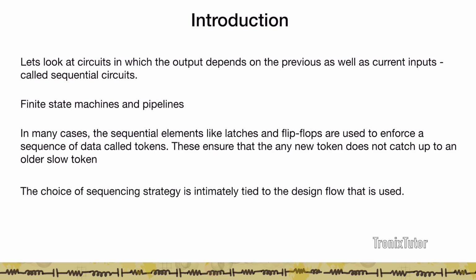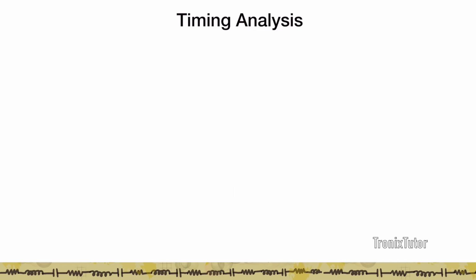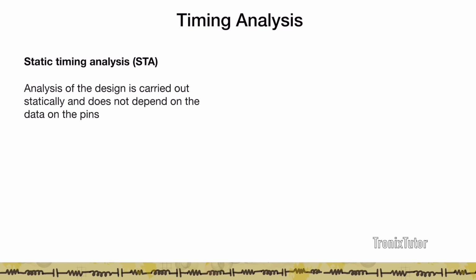Now, the choice of sequencing strategy is intimately tied to the design flow that you're using. And so we're going to be looking at a couple of sequencing strategies in this video. Now, first thing is, let's understand what is timing analysis. So there are two kinds of analysis that can be done for timing. One is known as static timing analysis, and here the analysis of the design is carried out statically and it does not depend on the data on the pins.